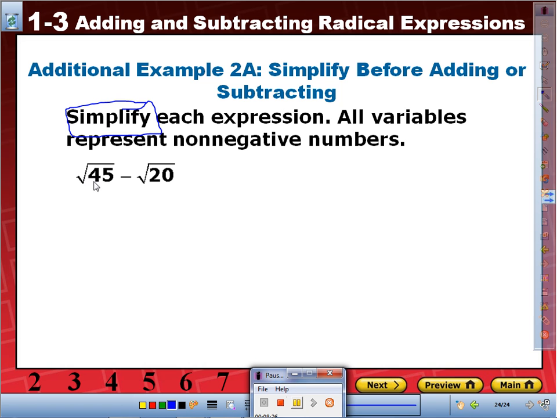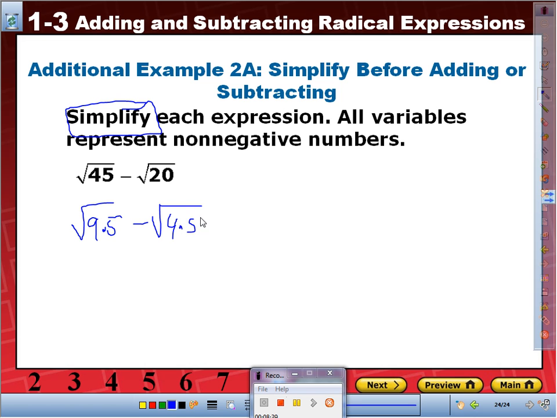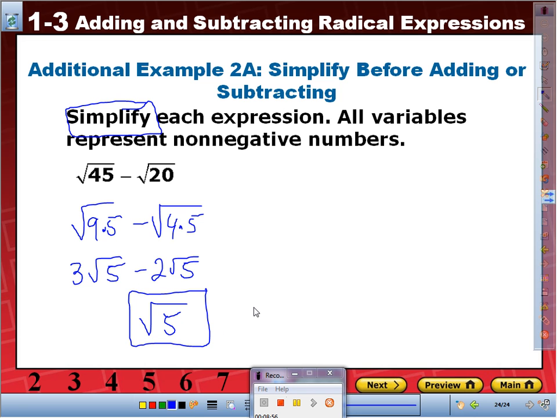So, step 1, I need to simplify each radical. We already know how to do that. This becomes square root of 9 times 5 minus square root of 4 times 5. Is that correct? I'm still not done. Square root of 9 is what? 3 square root 5 minus, what is square root of 4? 2 square root 5. Do we have like terms? So then we're left with 1 square root 5, and we're done. Copy that, please.